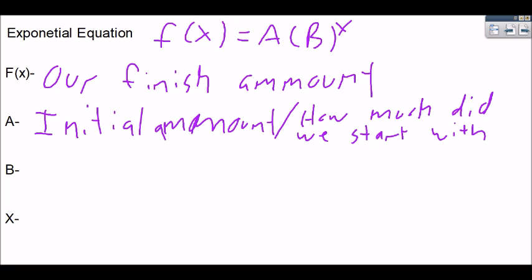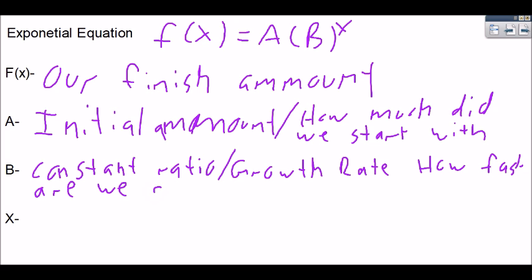b is known as our constant ratio. Some textbooks might call it your growth rate. And that just means how fast is the money growing? Is the money growing at 20%? Is it doubling? How fast is it growing? And then our last one, x, is time. How long has it been?